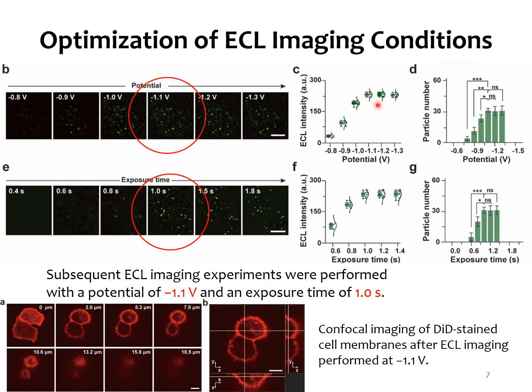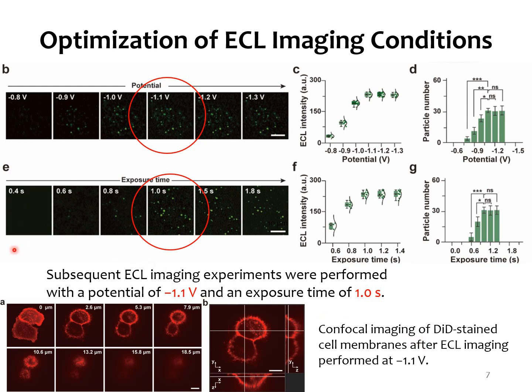When the potential is further lowered below negative 1.1 volt, both the particle number and the intensity remain unchanged, reaching a stable level. Additionally, confocal microscopy confirms that the cell membranes stained with the red fluorescence dye DiD show no obvious damage after ECL imaging at negative 1.1 volt.